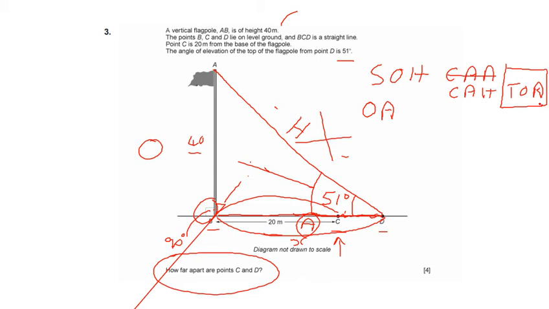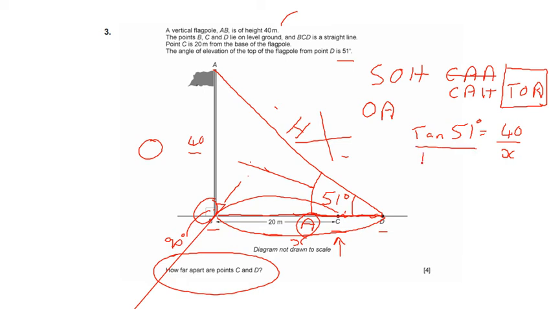So what I can say is that the tan of 51 degrees is equal to the opposite over the adjacent. Well, the opposite is 40 over the adjacent, which is X. That's the side we're looking for. So we've got that ratio. We want to try and find X, so I'm going to have to rearrange the equation to get X on its own. So what I do here is divide both sides by the tan of 51.